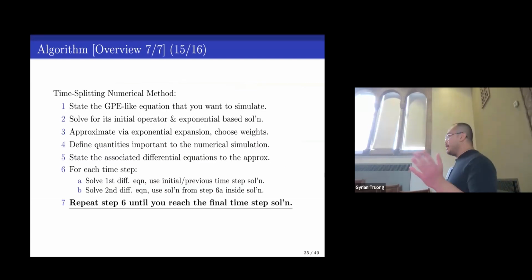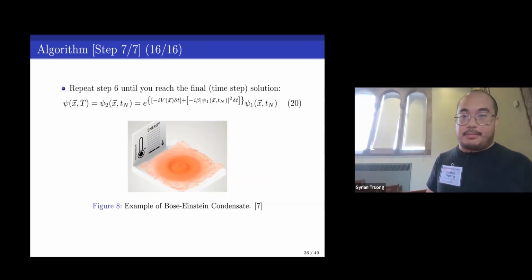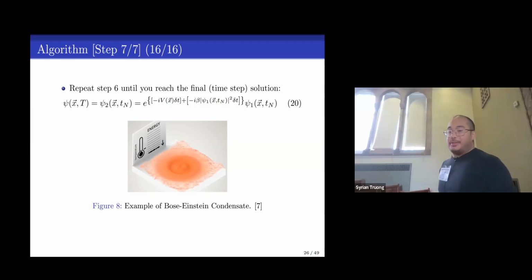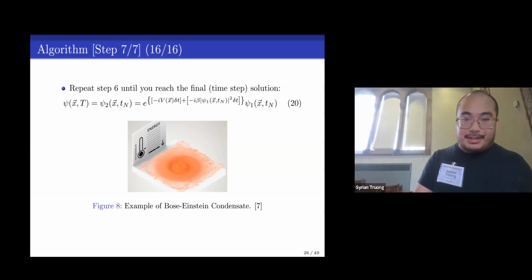Right. And with that out of the way, that's just the last step, which is basically doing step 6 over and over again until you get to the final time step and you get an equation that looks rather familiar, for the final condensate or whatever you're trying to solve for.